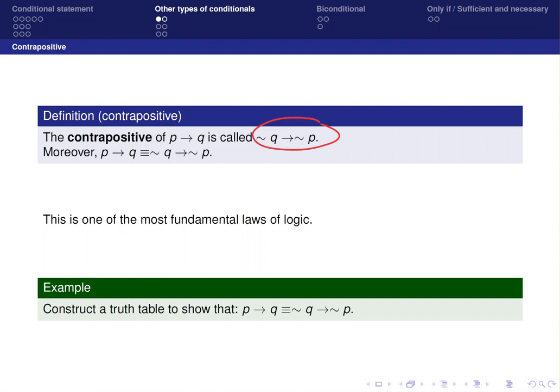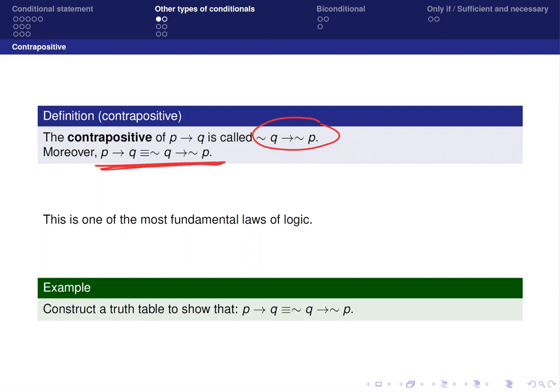So what you should notice here is that we're flipping the P and Q locations and also negating both of the variables. And we can demonstrate and prove using a truth table that P implies Q is equivalent to the contrapositive, not Q implies not P. This is one of the most fundamental laws of logic in this class. And I'm going to ask you to demonstrate the equivalence by making the truth table to show that these two statements are equivalent. So think about what your truth table looks like.